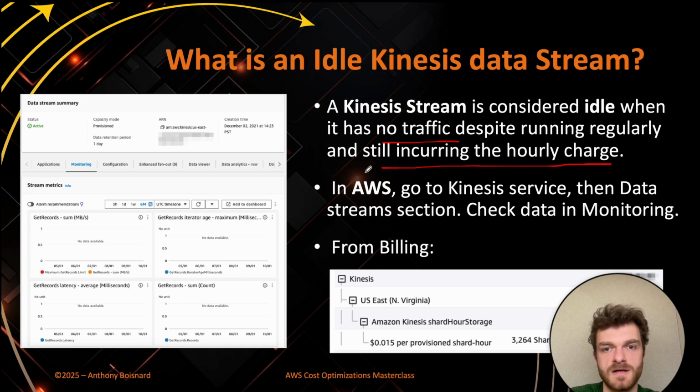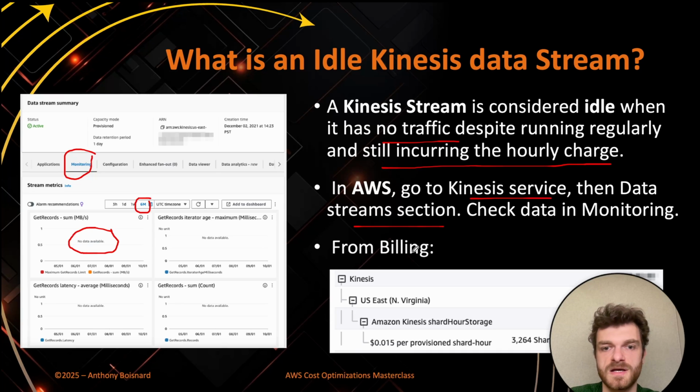So you can check in AWS, in the Kinesis service, then the data stream section. If you click on one of them and then Monitoring, here you can check the diagrams, and if it says no data available for a long time, it means it's idle.